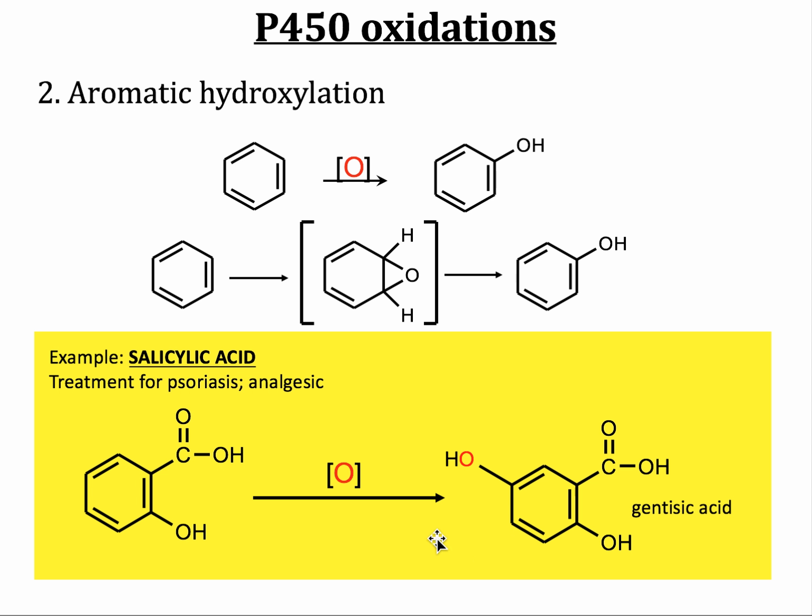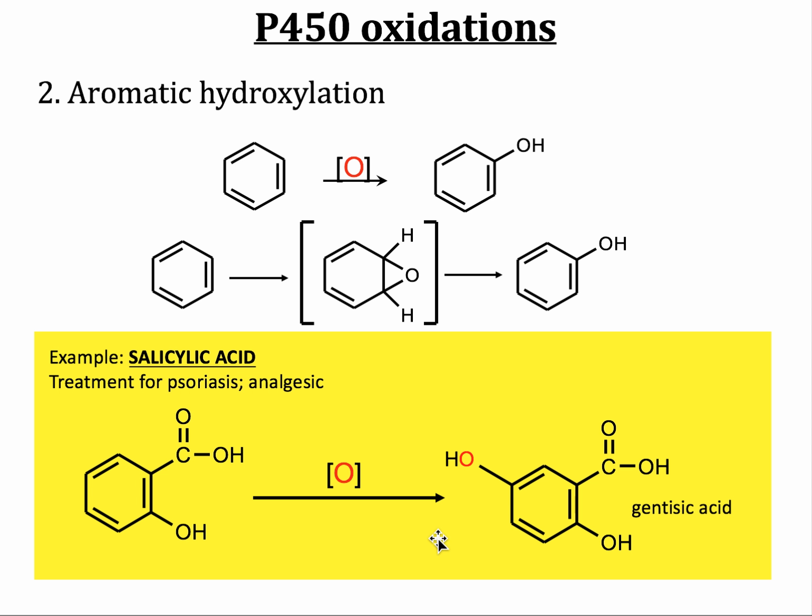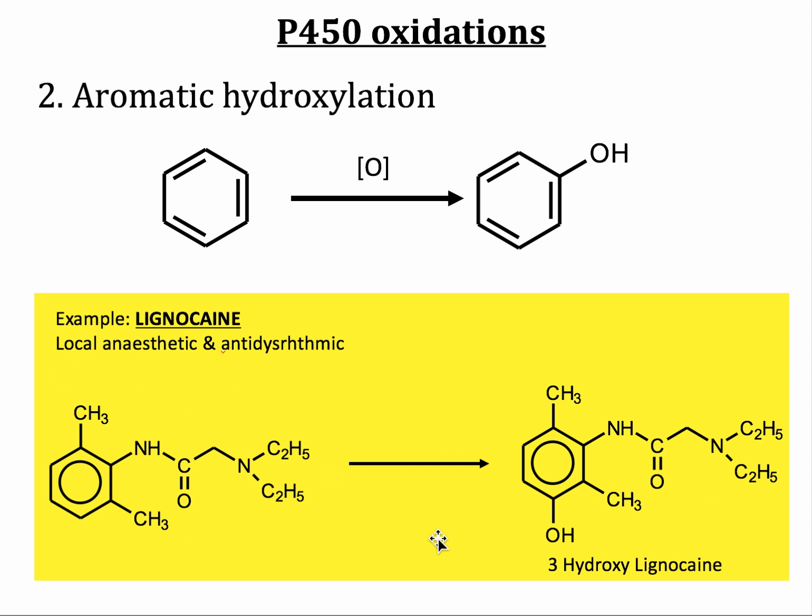Okay, so the first one was aliphatic, then aromatic. The next one is another example of aromatic: lignocaine, which goes into 3-hydroxylignocaine. It is an anesthetic as well as an antiarrhythmic. Again, always be careful to put this O in. But again, you're looking for the main benzene. So whenever you have aromatic hydroxylation, you look for the benzene, and you simply find a spot where you can add an OH. So here is a 1.